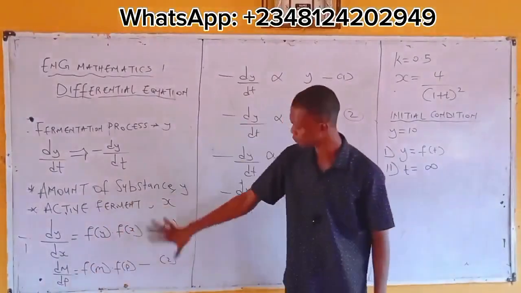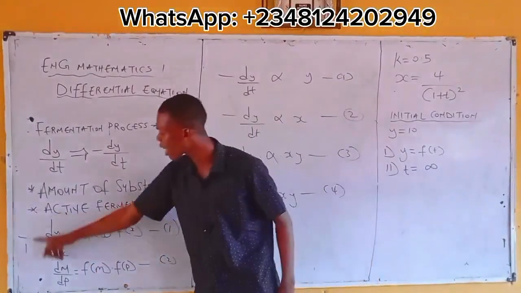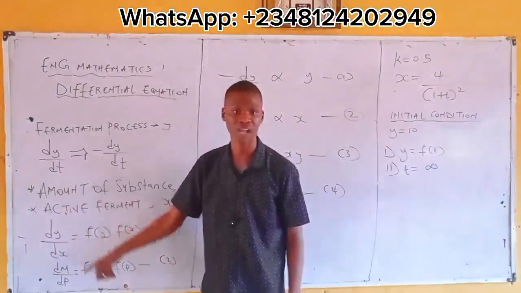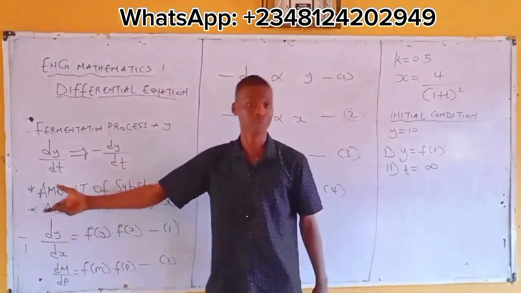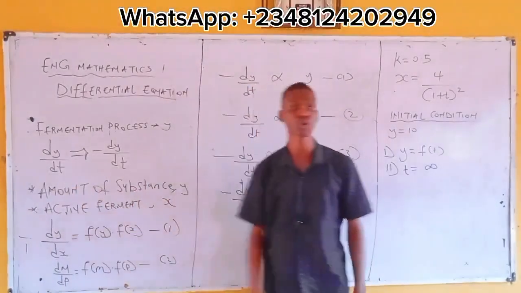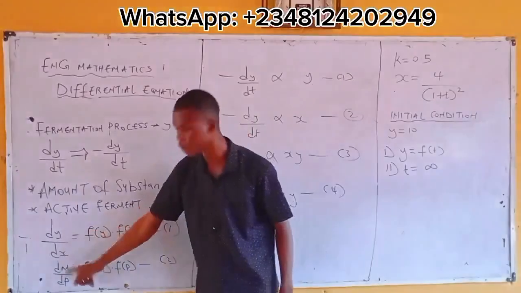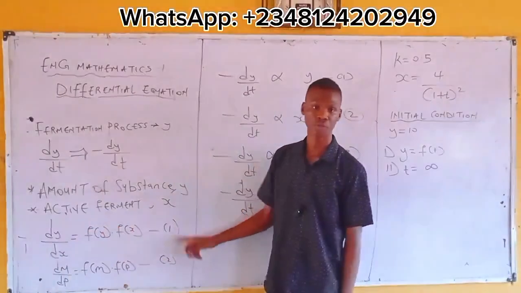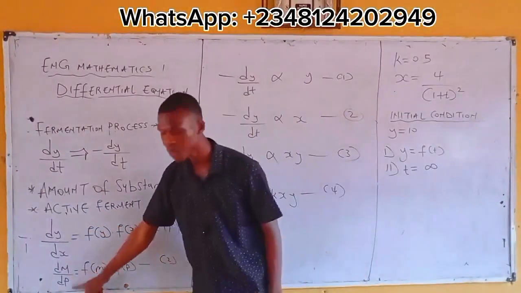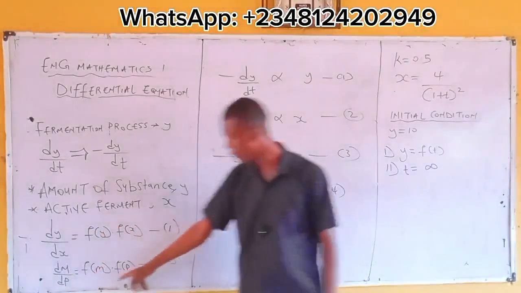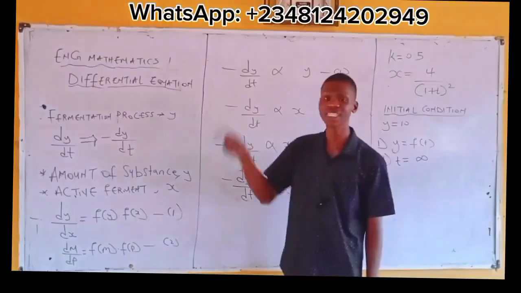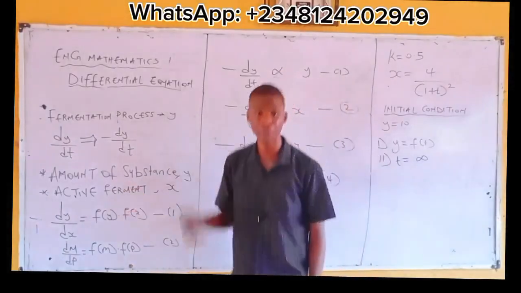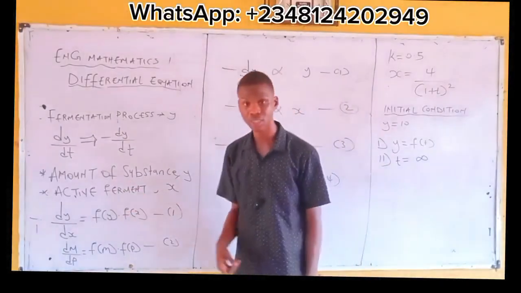Now, what this means is that from here, you can deduce that whatever function you have in your derivative becomes the function present in the differential equation. Observe, from here you have dy over dx. The function becomes x. That's for case 1. For case 2, you have dm over dp, and the function becomes m and p. So generally, to know the function in your differential equation, it depends on the derivative.